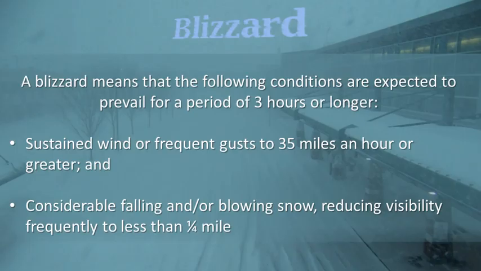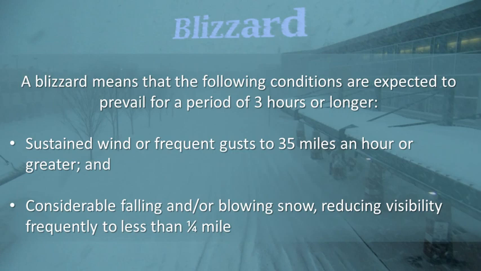Blizzards are another type of notable winter storm. In order for a blizzard to occur, the following conditions must prevail for 3 consecutive hours or longer. One, you need sustained winds or frequent gusts up to 35 miles an hour or greater, and considerable falling or blowing snow that reduces visibility to less than 1/4 of a mile. The strong winds combined with the low visibility make traveling extremely dangerous.